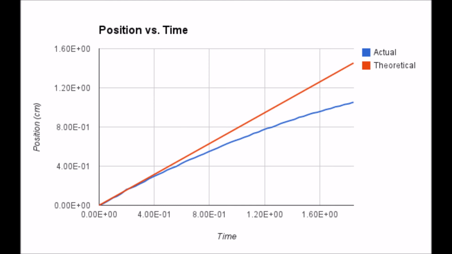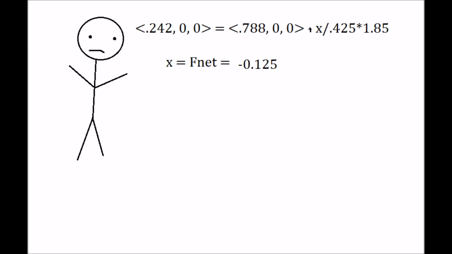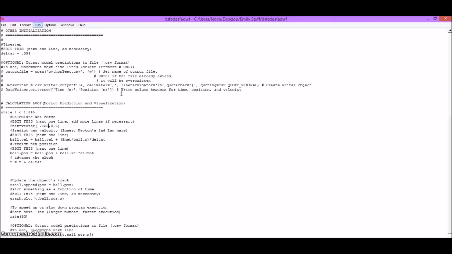As you can see, the theoretical and actual positions are very different. This is because there are net forces acting on the object, and when we use both the final and initial velocities in this equation and add it into VIDLE, we get a much more accurate prediction.